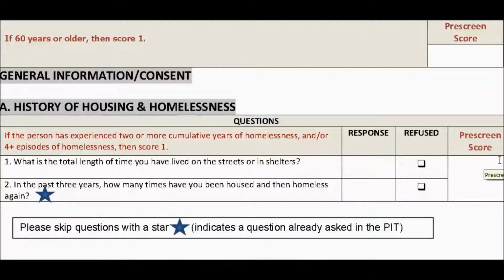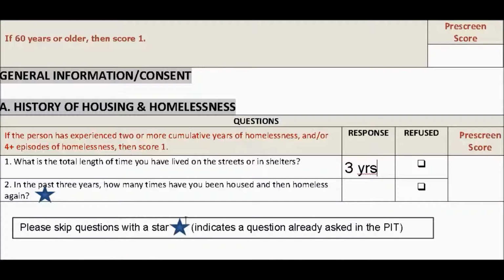Because of the length of this survey, I will not be reading each question. However, I will be filling each section out and giving more detailed explanations for the questions that require one. Questions number 1 and 2 relate to the history of housing and homelessness. Question number 1 asks for the total length of time the participant has lived on the streets or in shelters. This also includes any time spent couch surfing.